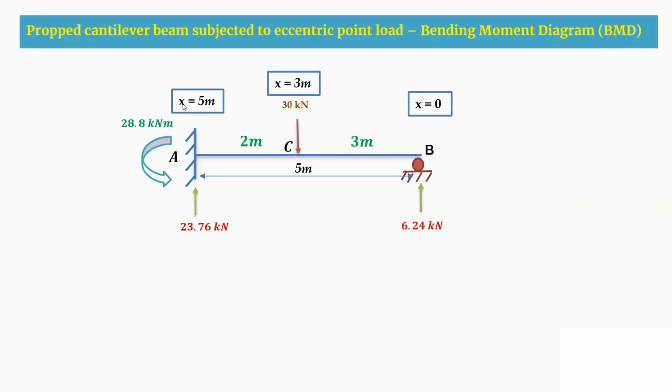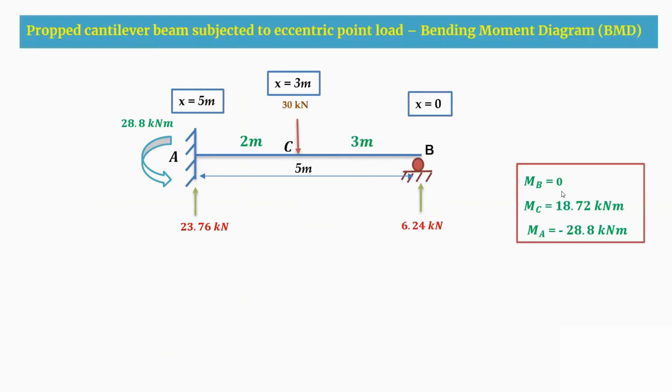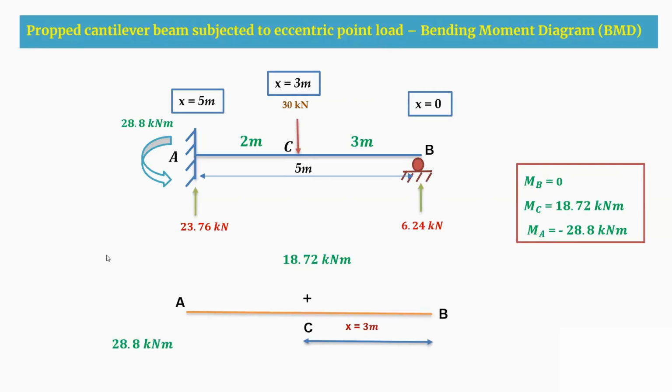So now drawing the bending moment diagram. This is all the reactions I got, and these are the bending moment values I got. So this is the ACB beam. At B, I'm getting the moment to be 0. At C, which is at 3 meters, I got the positive moment as 18.72. At A, I got 28.8 kilonewton meter, which is a negative value. And at X equal to 3.79 meters, I am getting the moment to be 0. So this is how we are going to draw the bending moment diagram.